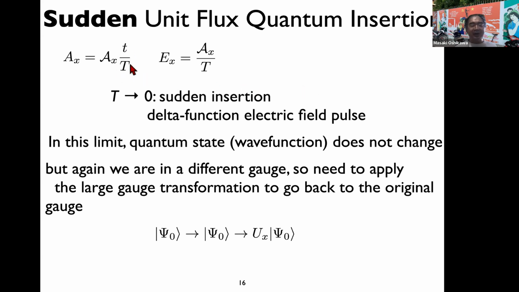That is, we can still consider this linear increase of vector potential, but over time capital T. And we can consider the limit of this capital T goes to 0, which means that we apply electric field pulse, the constant height, but with the width T, capital T, and consider limit of capital T going to 0 with a fixed area, which means that basically I am discussing delta function like electric field pulse applied at time 0. Okay, then see what happens.